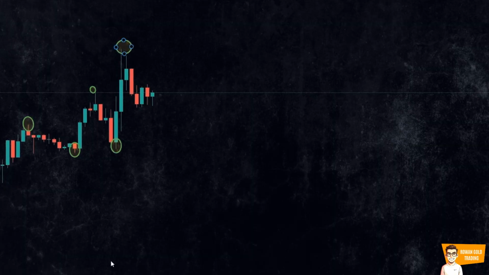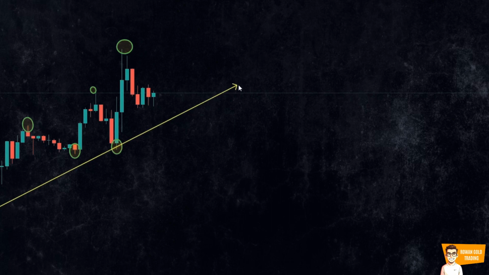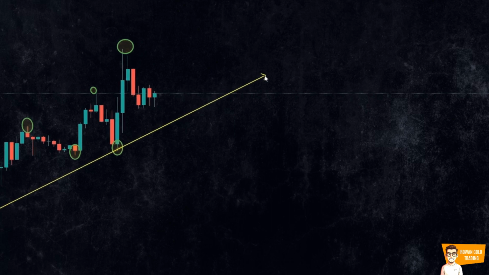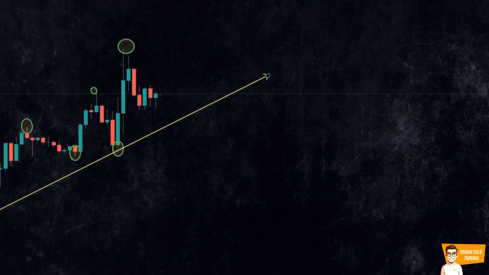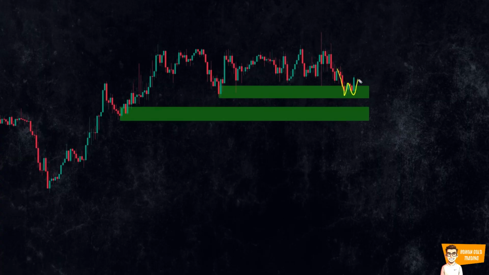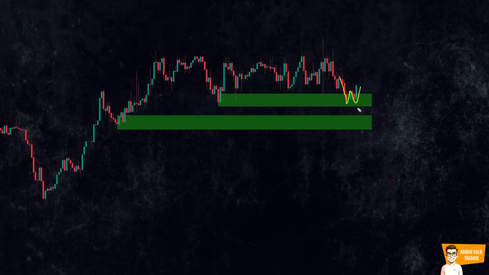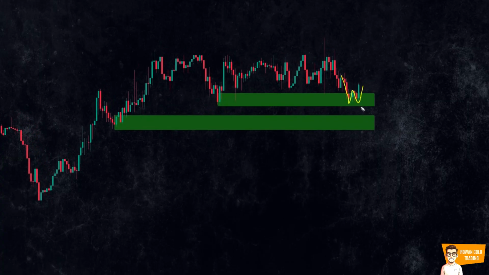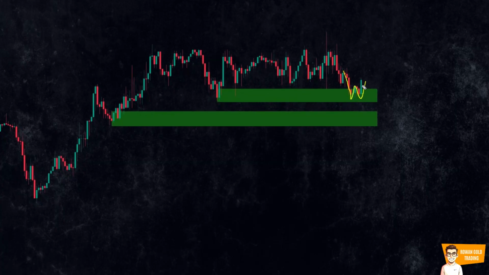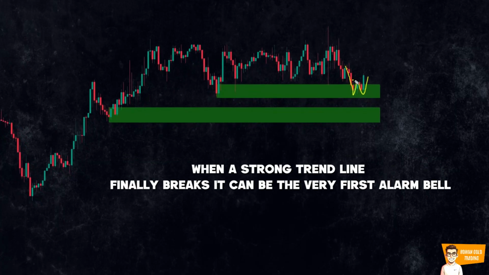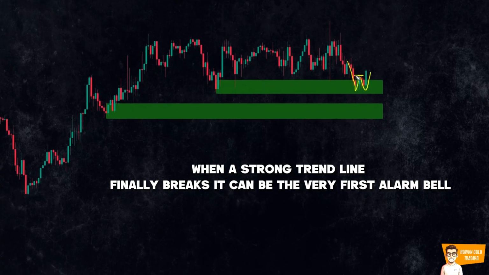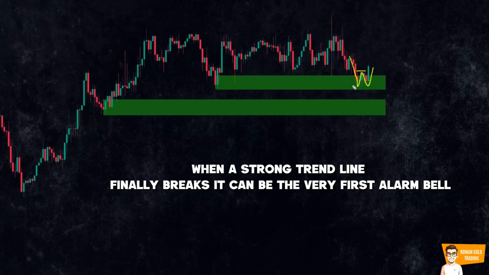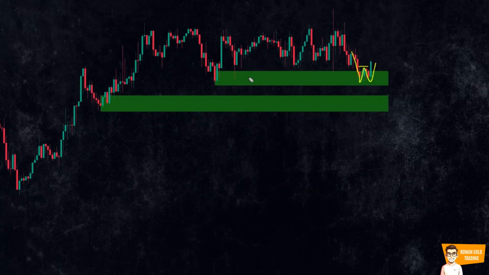So, why do these simple lines matter so much? Well, first off, they just flat out tell you the market's overall direction, cutting through the daily wiggles. More importantly, they act like a moving or dynamic level of support and resistance. This is huge. It helps you pinpoint potential trade setups you would absolutely miss otherwise. And maybe the most critical point, when a strong trend line finally breaks, it can be the very first alarm bell that the entire trend is about to shift.